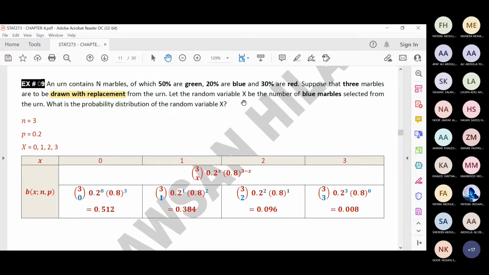Now let's see which of these percentages will be my P, because I have three: 50, 20, or 30. Be careful that you specify that from the question. Let's read it. Let the random variable X be the number of blue marbles. Because I defined X in relation to the blue, I will take the percentage of the blue to be my P. Because we defined the variable as the number of blue marbles, the blue color is the important color for me, and that is my success.